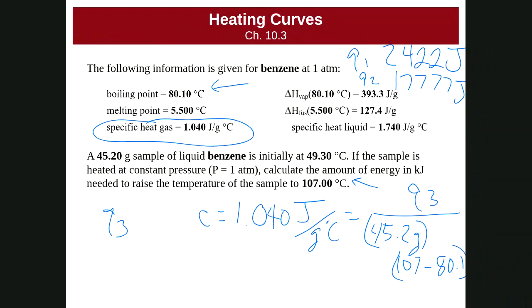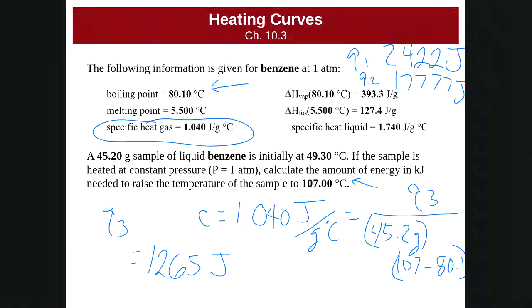degrees Celsius. All right. So again, we want to multiply our mass and temperature difference to the other side so that we get Q3 by itself. So 1.04 joules per gram per Celsius times 45.2 grams times parentheses 107 minus 80.1 is our temperature difference. And this time I got 1,265 joules.